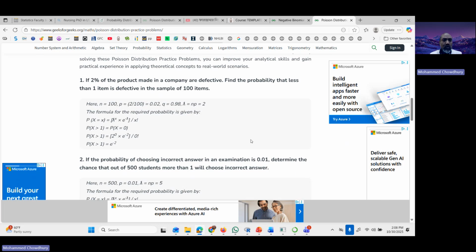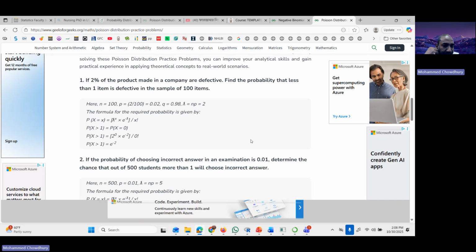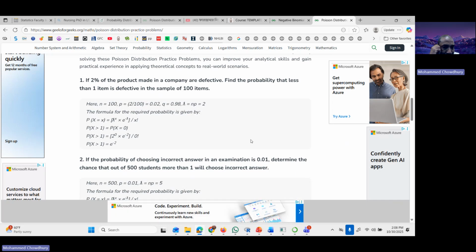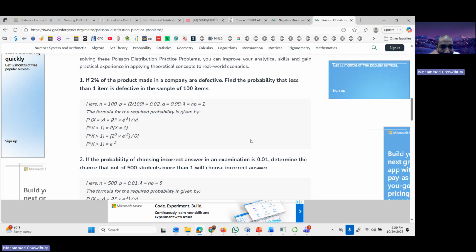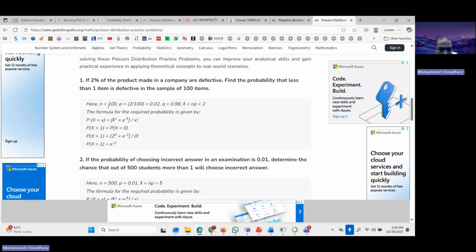Take a look. If 2% of the products in a company are defective, find the probability that less than one item is defective in a sample of 100 items. In a sample of 100 items. So p is 2%, it is given there. And now np is computed, n times p equal to 2. So based on that, they are computing this formula.